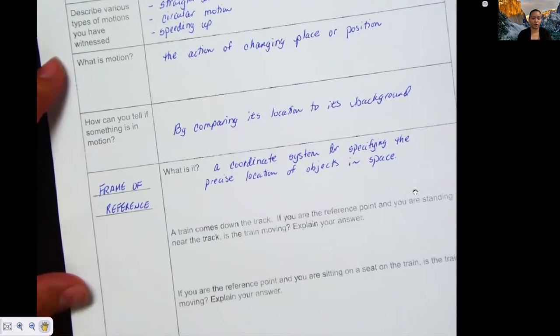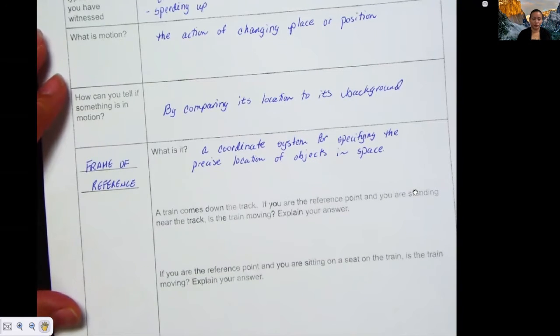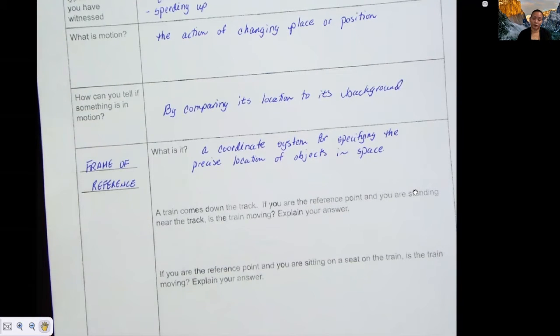Frame of reference is a coordinate system for specifying the precise location of objects in space. All right, so where is it located, and whether or not it moves depends on how its location changes based on that reference point. And that means, as far as motion, it can be subjective, or rather, it's dependent on what the reference point is.